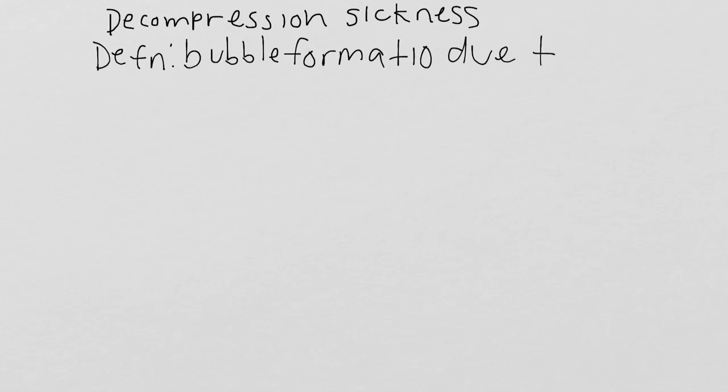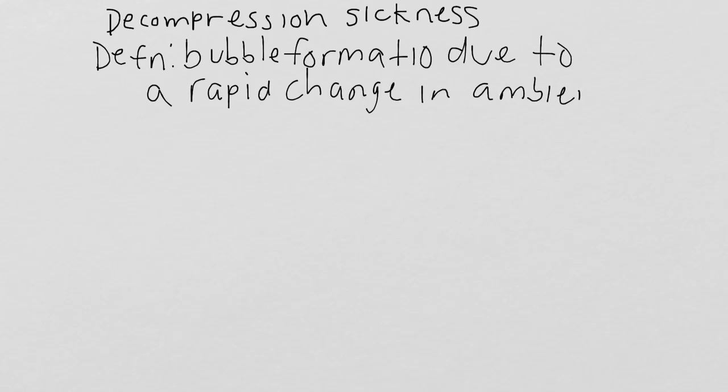Due to a rapid change in ambient pressure. So ambient pressure, that just means the pressure in our environment. While watching this video right now, we're exposed to pressure of 760 millimeters of mercury. So that's an example. The pressure we're feeling right now at surface.